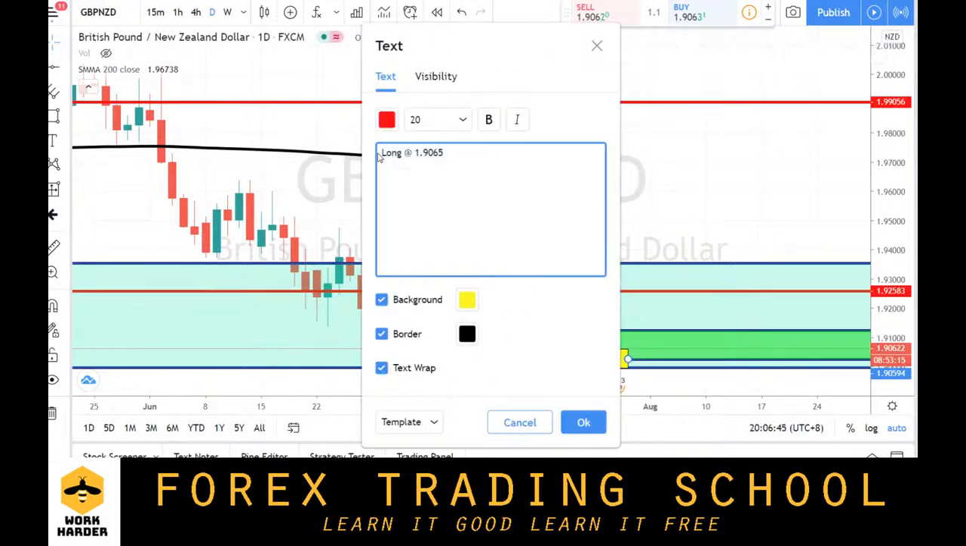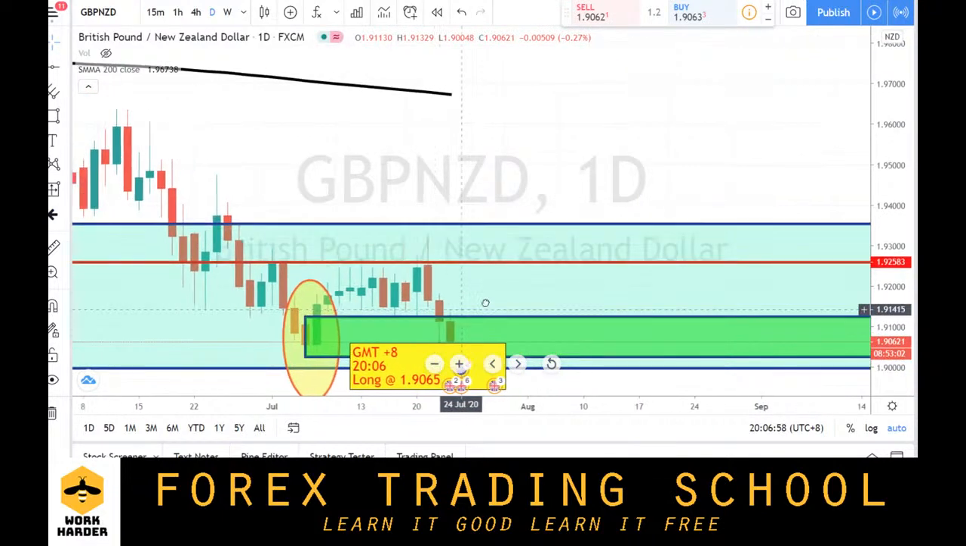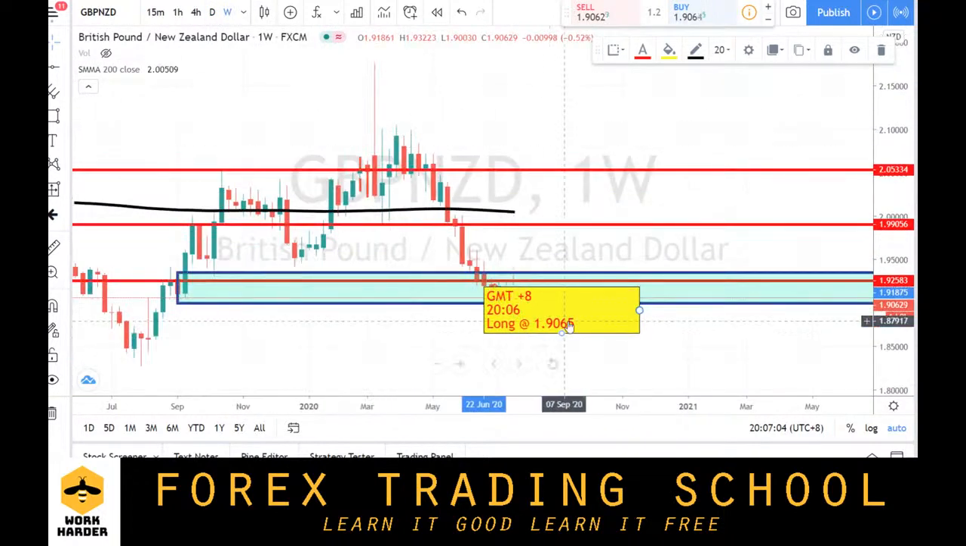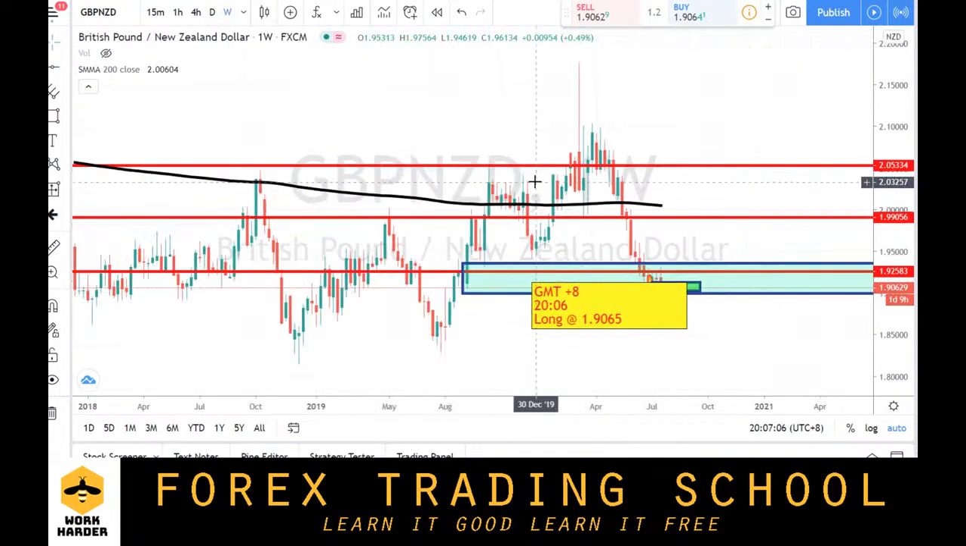Put the time frame in as well. GMT plus 8, 2006. Okay, we are long here. 1% of your portfolio as usual, and we'll see where we take profit.